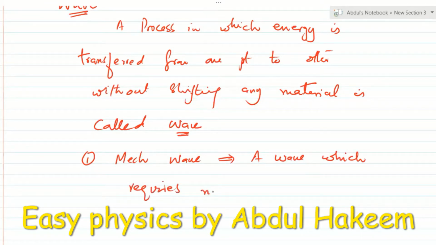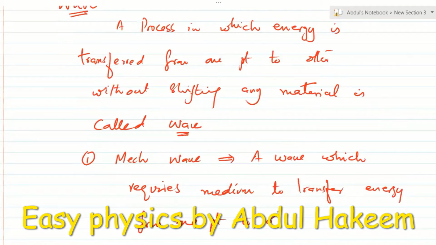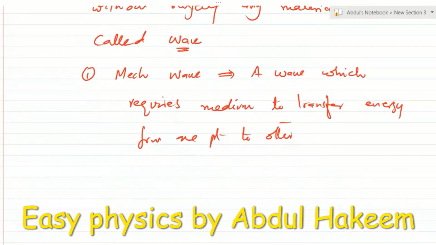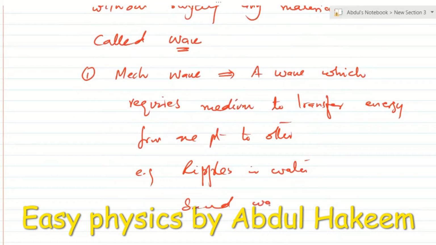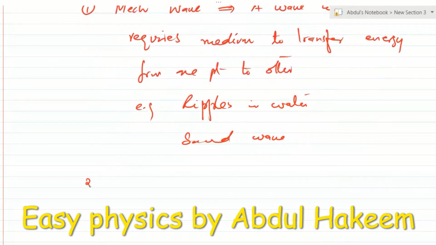So number one, mechanical wave. A wave which requires medium to transfer energy from one point to other is called mechanical wave, like waves, ripples in water, sound wave, etc. And number two is electromagnetic wave.